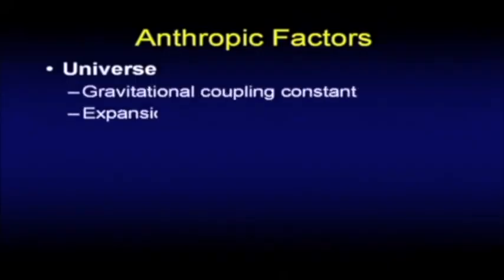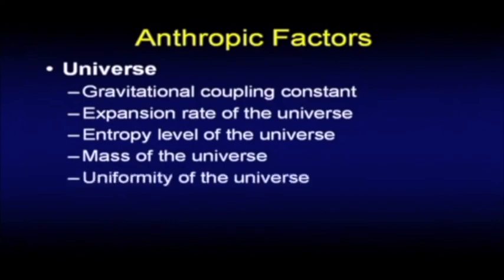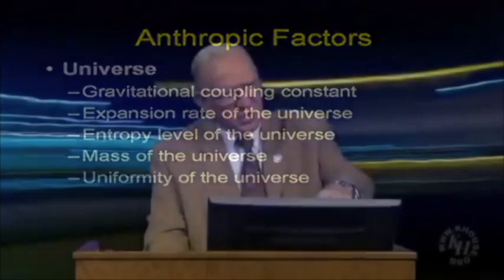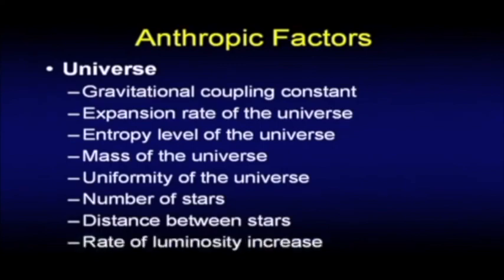And so the universe itself: the gravitational coupling constant, the expansion rate of the universe, the entropy level, the mass of the universe, the uniformity. All of these require some sophistication of cosmology to appreciate, but what you discover when you start modeling is that if you change these just a little bit, the universe doesn't exist. It's astonishing. The number of stars, amazingly enough, the distance between the stars, those are all required. That's an amazing discovery. The rate of luminosity and so on.